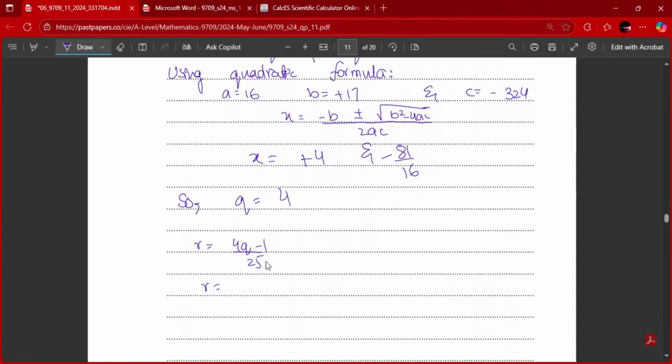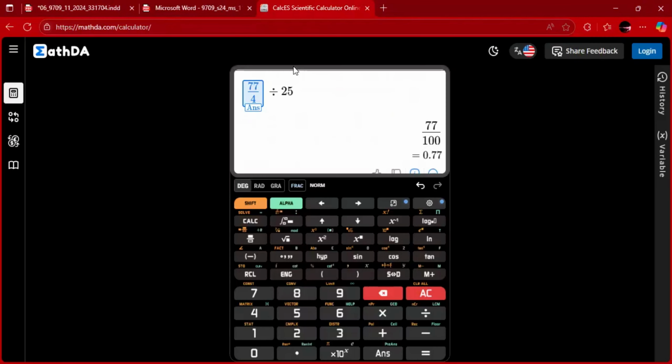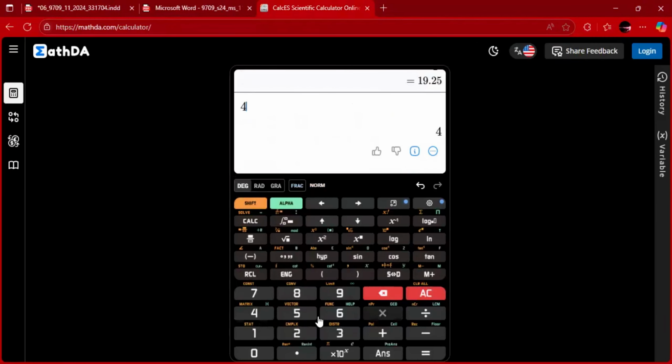This is 4. Okay. Now 4 into 4 is 16. 16 minus 1 is 15. 15 over 25 is 2 over... No, 3 over 5. Strong mathematical skills. Let's just check it. 4 into 4 minus 1 divided by 25. Leave it 3 over 5. Yes, it's 3 over 5.